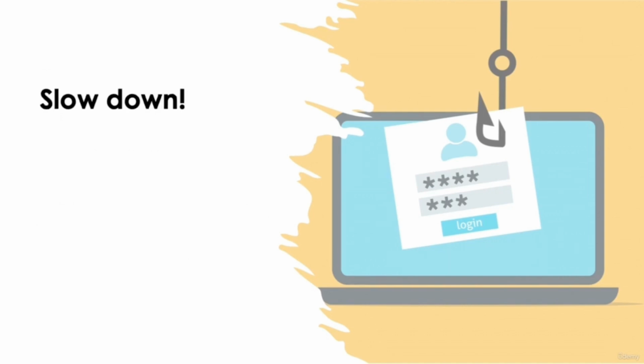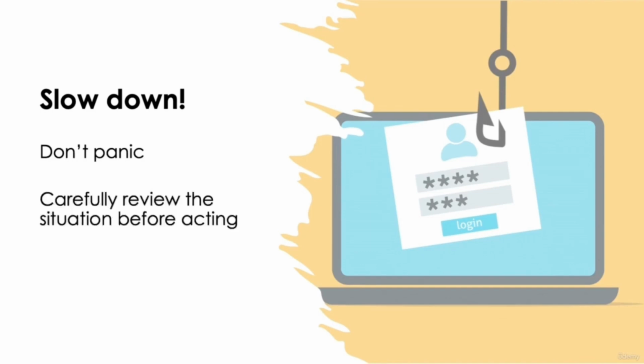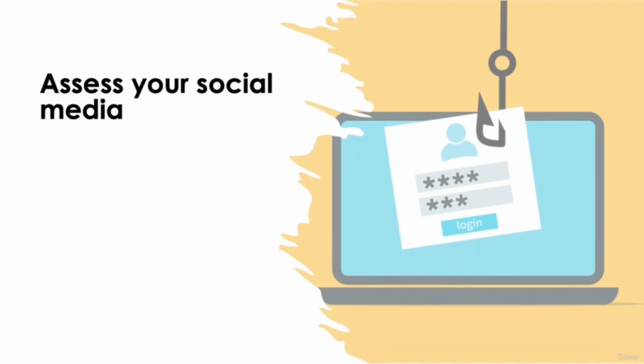Slow down. As we discussed, social engineering tactics are designed to make you panic, to act first and think later. In any situation which requires you to act urgently to resolve issues, just take a step back and carefully review the situation beforehand. Always remember, if something were incredibly urgent, it's unlikely you would hear about that from an unknown source.